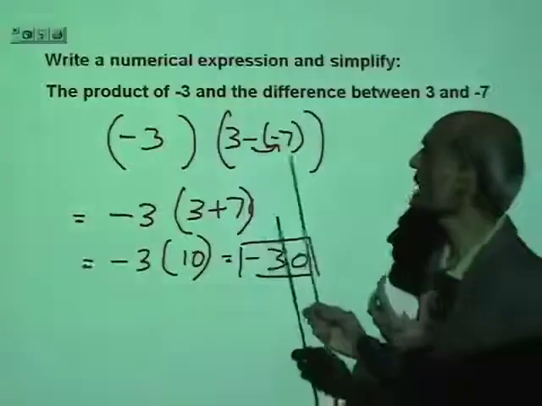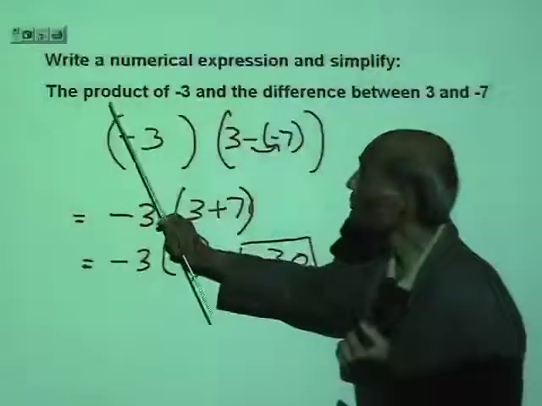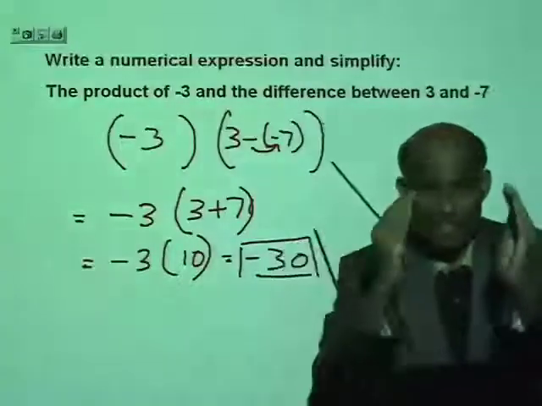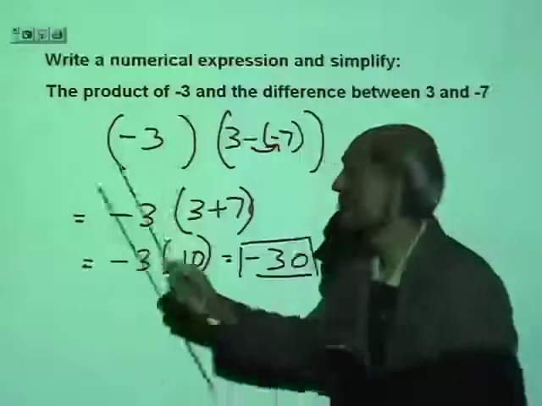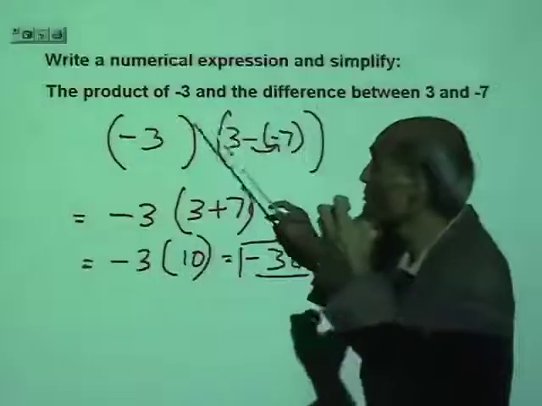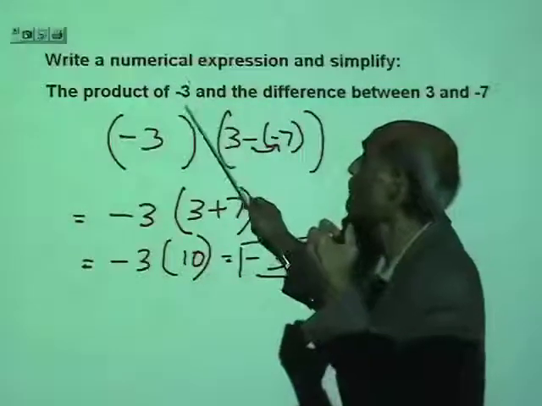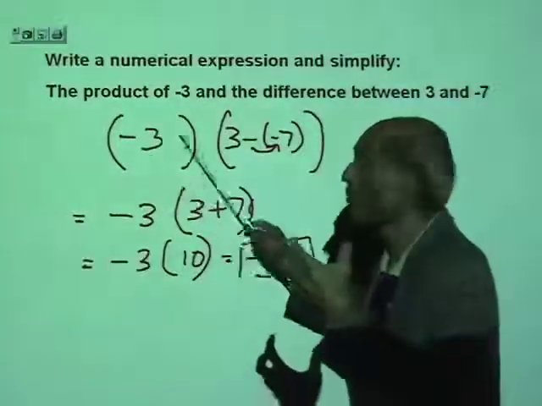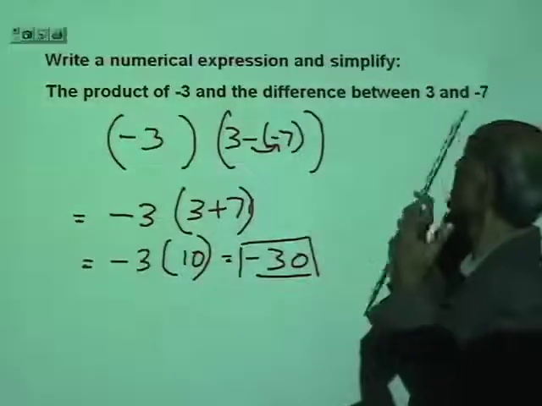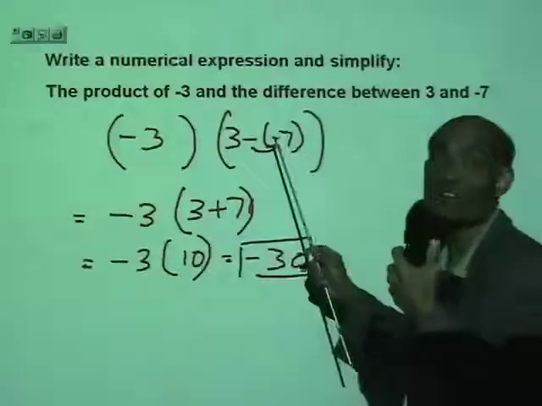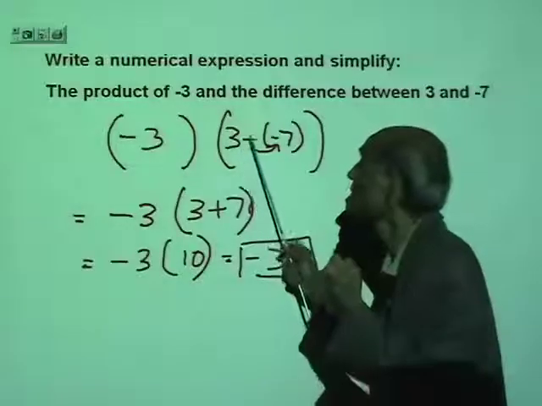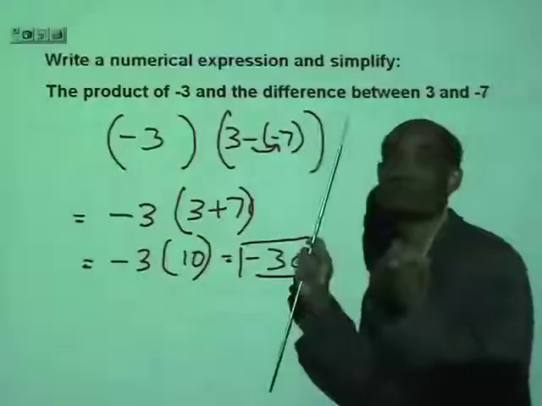You see, one more time. When you hear that word product of, it is one quantity multiplied by another quantity. So, start like this. Now, what is the first quantity? Product of -3. Write that there. What is the second quantity? The second quantity is the difference between 3 and -7. The difference between 3 and -7 is 3 minus -7.